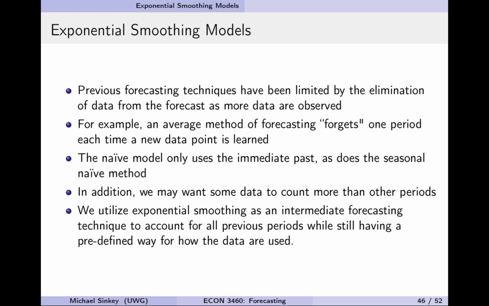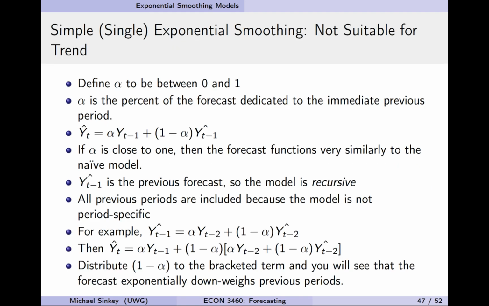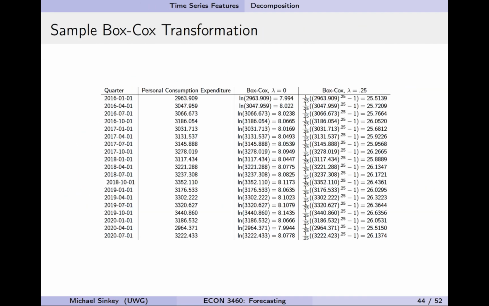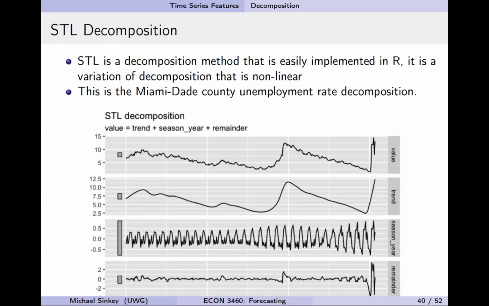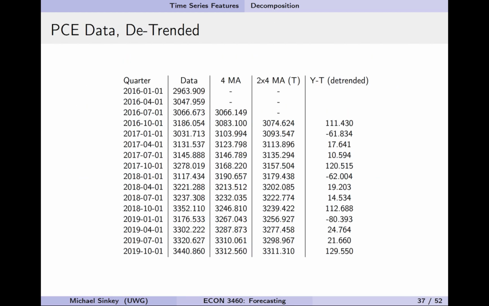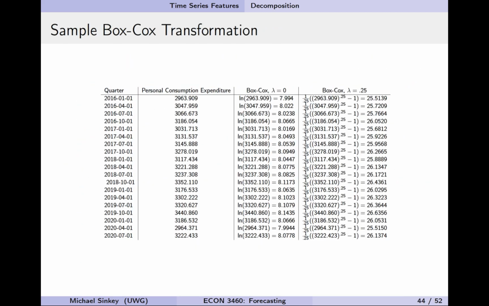exponential smoothing model. This is kind of an intermediate forecasting technique. It does account for all previous periods, but there's still a predefined way for how the data are used. So this is the single exponential smoothing model. It is not suitable for any trend in the data, so this model is not going to do well in this situation here, where we're trying to forecast the 2x4 MA. It won't be successful. That's okay.